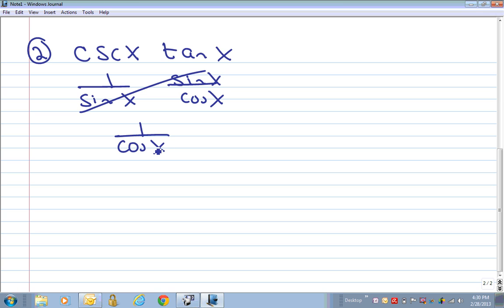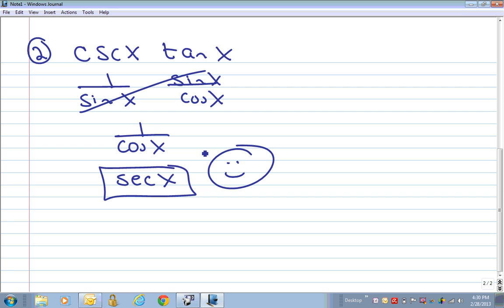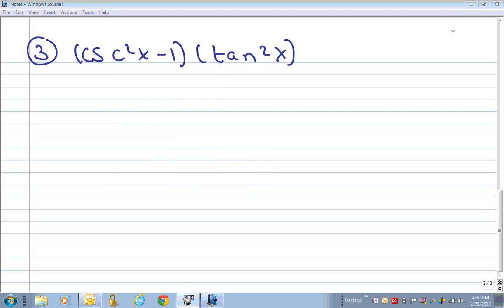Now that's a fraction, so fractions can be made a little simpler. If you look at the reciprocals, 1 over cosine is the same as just secant x, and this is simpler than a fraction. So go Bearcats, that would be your answer. Let's look at another one.